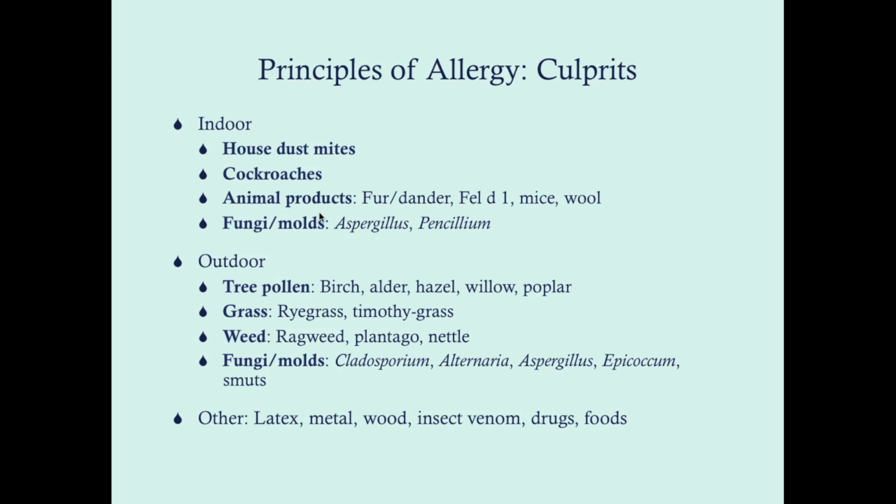Animal products, so of course people are allergic to dogs and to cats. Cats probably more common. So this can come directly from their fur or dander. There's also, cats have a natural protein on them called FeLD1, and this is a common source of cat allergen. You can also be allergic to mice and then wool as well. And then there are some fungi that grow in homes. Penicillium is probably the unique one to indoor.